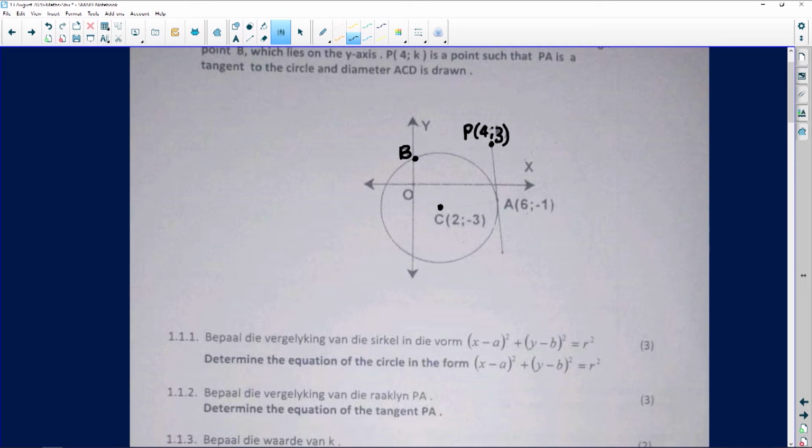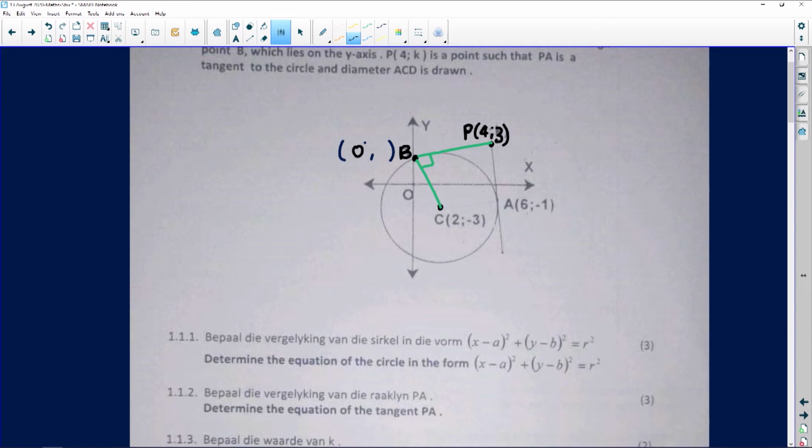So what I'm going to attempt to do is show that this line and the line BC are perpendicular to each other. BC is the radius of the circle. If I can show that those two lines are perpendicular, then it would mean that the line BP is a tangent to this particular circle, because only tangents are perpendicular to radii in a circle, right? But I can't find the gradient if I don't know what the coordinates of B are. But what do we know so far? Well, we know that point B lies on the y-axis. That means its x-coordinate will definitely be 0. So we are only missing the y-coordinate.